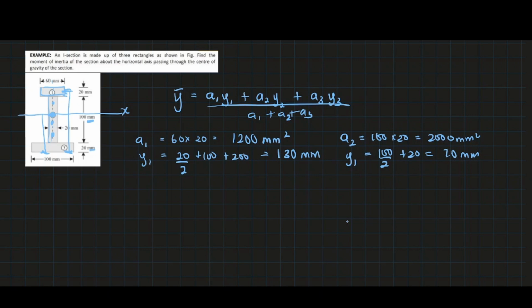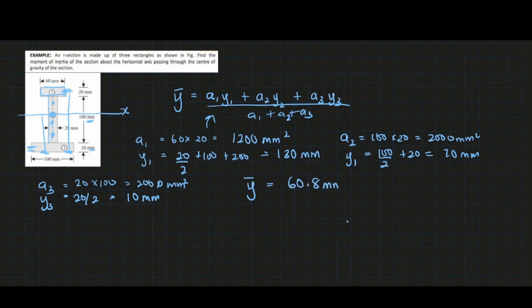And lastly, for the last shape, we're going to have A3 and Y3. It's going to be equal to 20 times 100, which is 2000 millimeters squared. And for the y, it's simply the centroid to the base. That would just be 20 divided by 2, which is equal to 10 millimeters. So we simply put this back into the formula, just input it into your calculator, and you're going to get that y is equal to 60.8 millimeters.